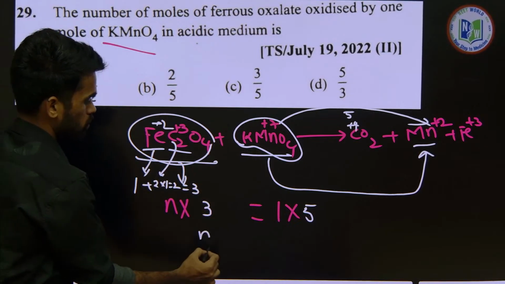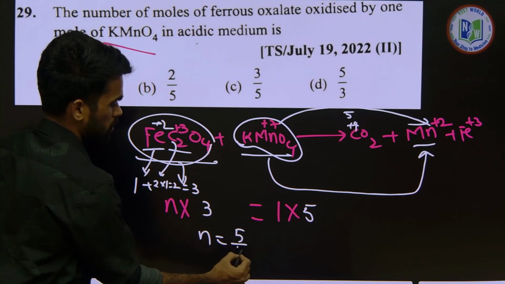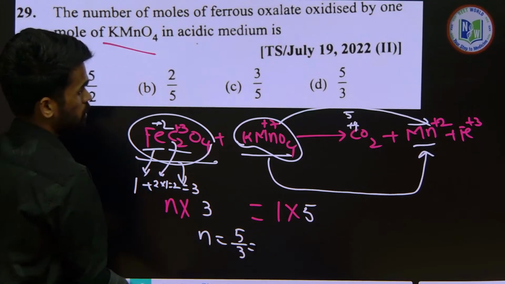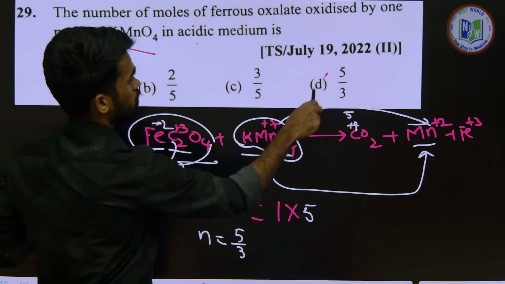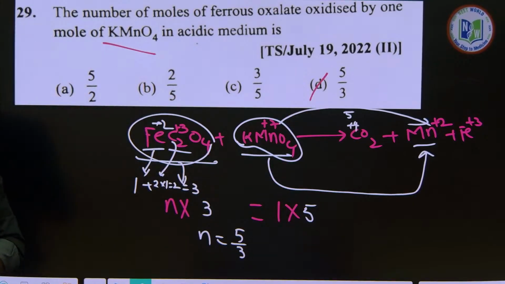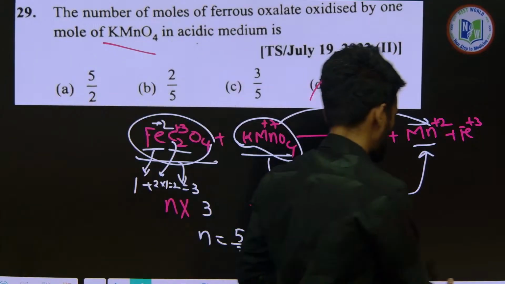So now you need to take N is equal to 5 by 3. That's it. So this is nothing but 5 by 3. Yes, directly we have option 4 as your answer. That will be your answer for this question. Okay, next let me move forward with a few more things.